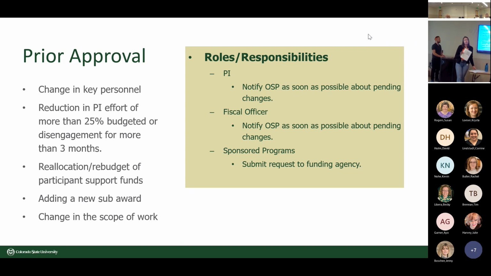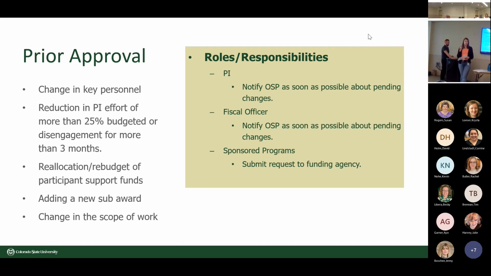I put this in as fiscal officer, but this may or may not be a fiscal officer responsibility. It just was a better title and it didn't fit the flow of everything else. But at some point, someone in the department needs to reach out to OSP if it's not the PI. So like the department research administrator, which is often the fiscal officer, but not always. Let us know. And then sponsored programs will submit those formal requests to the funding agency. Again, we'll make sure it gets to the right person and we get the right person's approval for it.